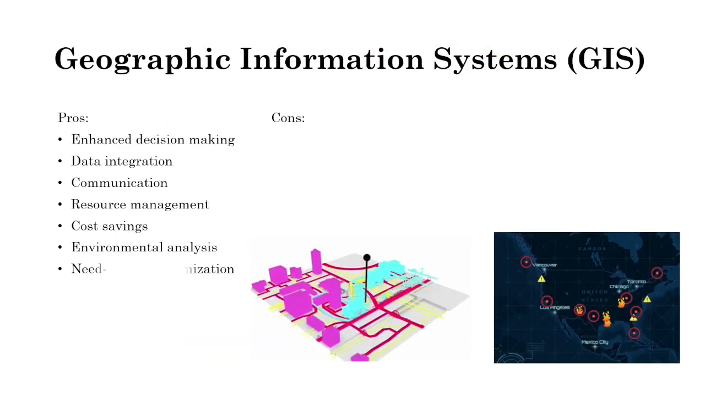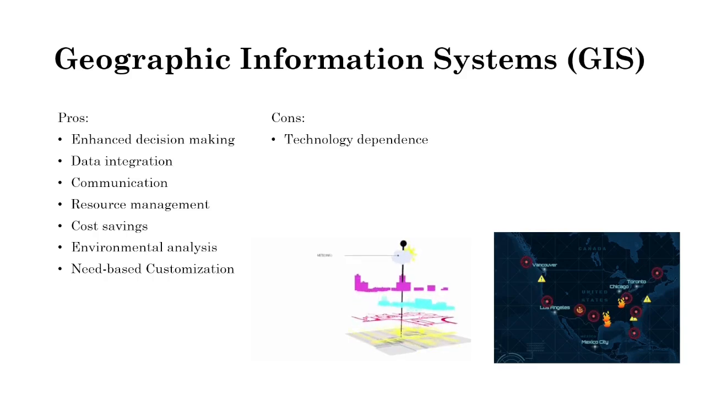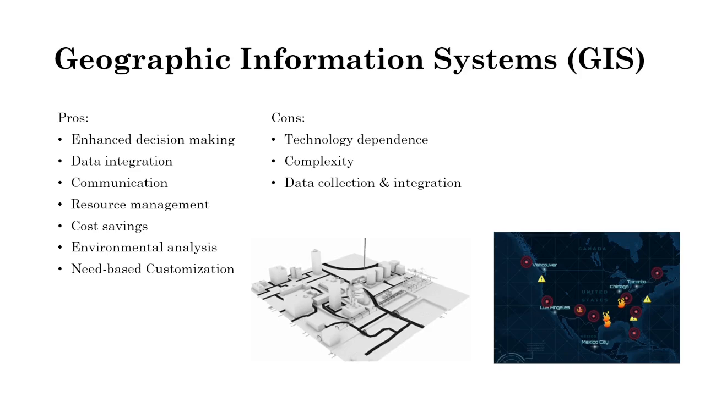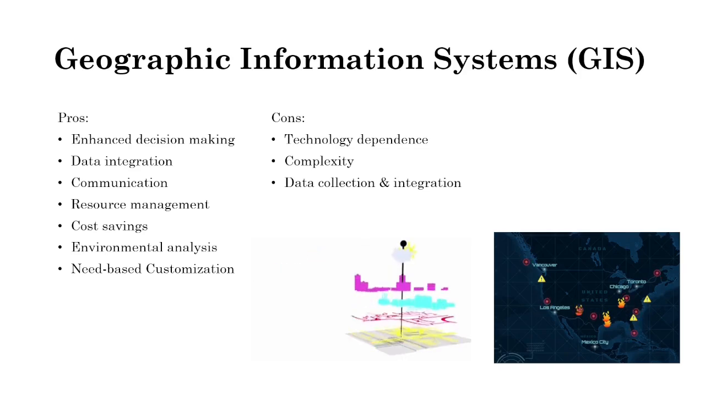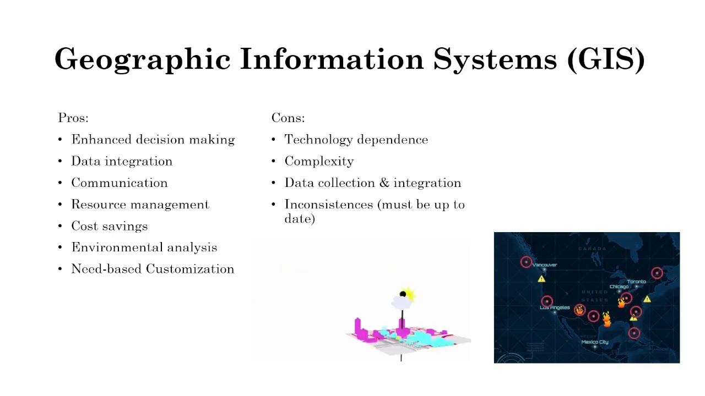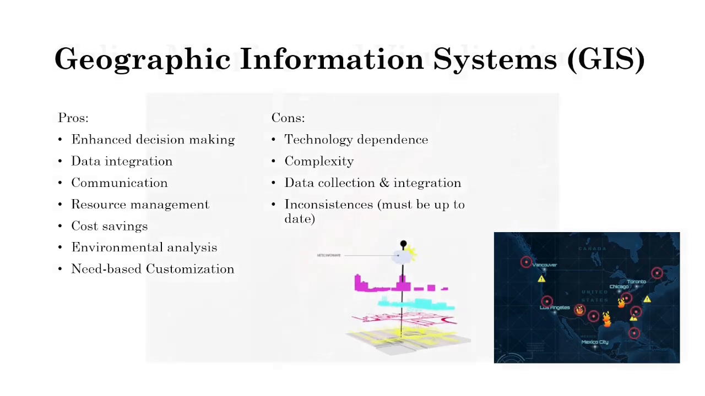And then the cons include, of course, technology dependence, what happens when it goes down. It could also be very complex if you have a lot of layers going on. You could use it for data collection and integration challenge. Yes, that's a pro, but it's also a con because how are you going to collect that data? And you have to collect a lot of data. I mean, look how much, I can't even imagine how Google Maps collected all that data. There could also be some inconsistencies, and it might have to be updated every few years or depending on when the landscape changes. What if the environment changes? What if a volcano erupts and destroys a big area? The GIS will then be inaccurate.